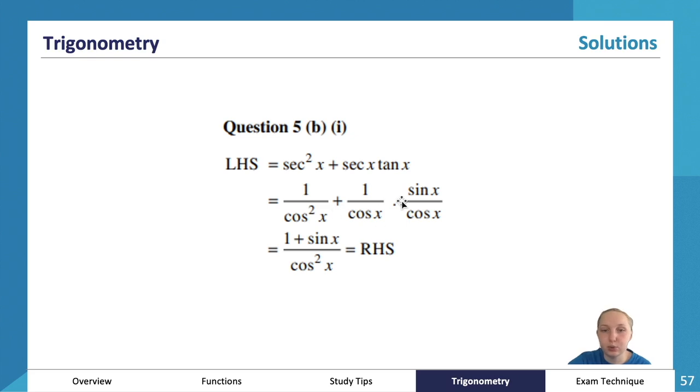So then once we do all of that, when we multiply these together, we would get sin x over cos squared x. So if we've got 1 on cos squared x plus sin x on cos squared x, add those two fractions together, we get 1 plus sin x all over cos squared x, which is equal to the right-hand side. And so that's all we need to do to prove that equation.